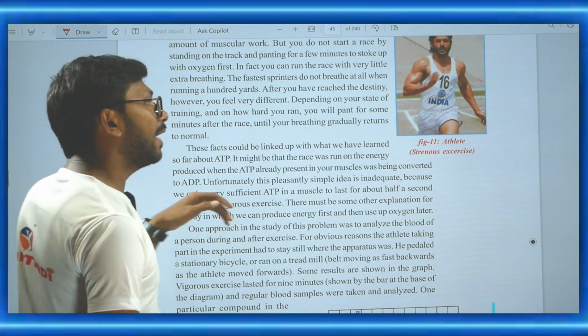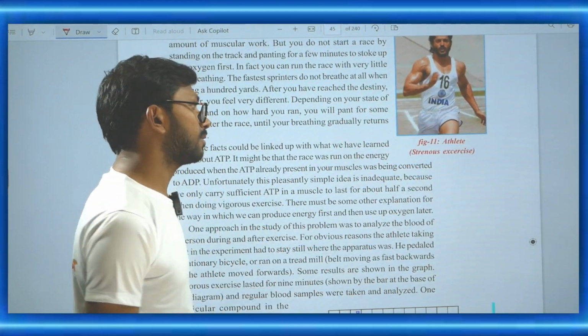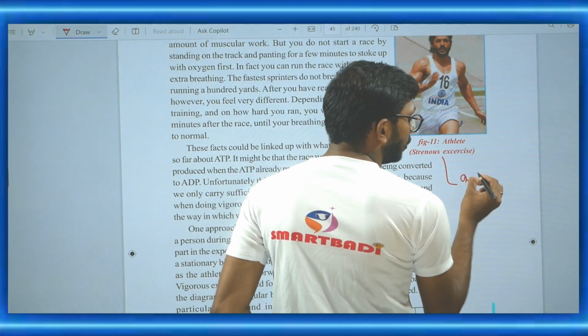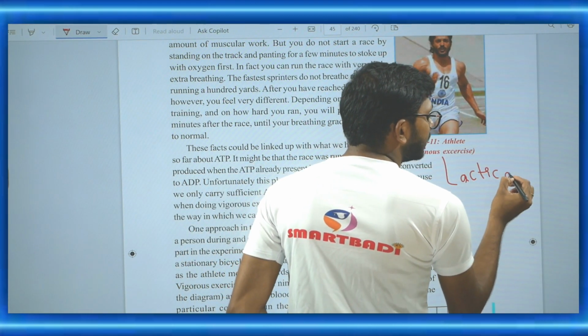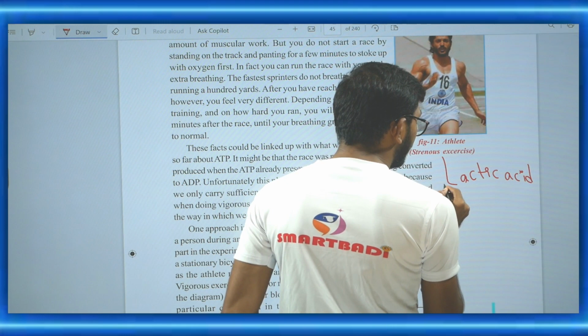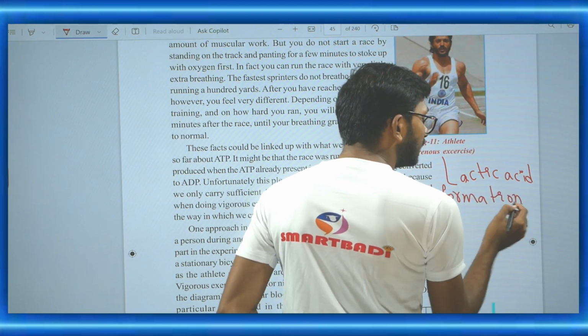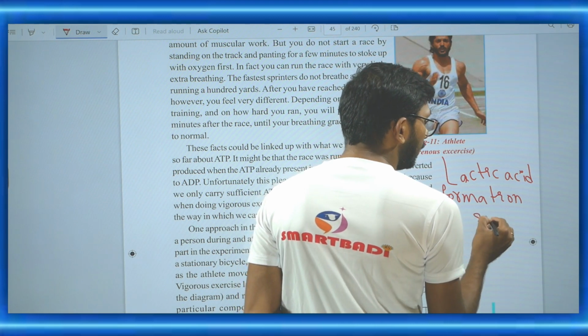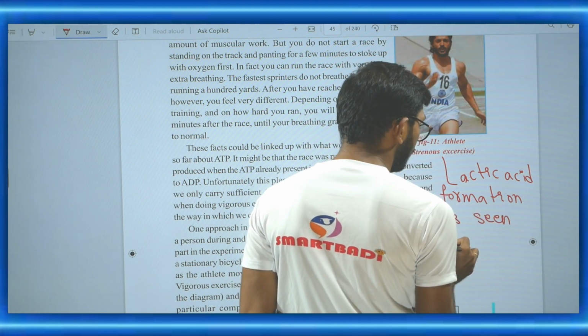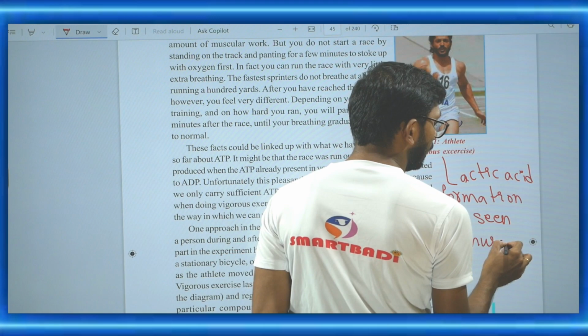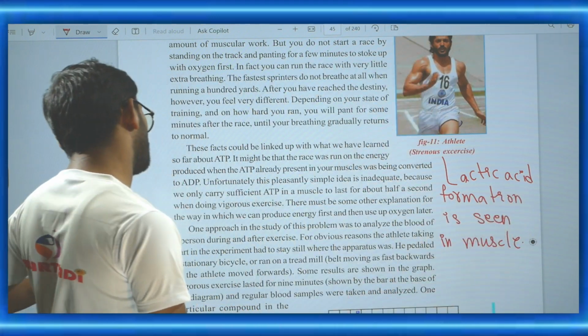After completion of that, they have given the example of the athlete, which is about strenuous exercise. This is mainly due to lactic acid. The lactic acid formation occurs only during exercise times, in muscle. Lactic acid formation is seen in muscle.